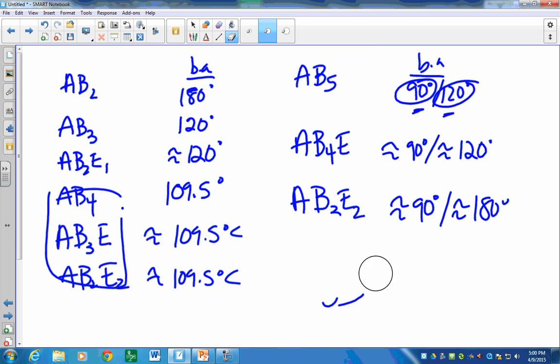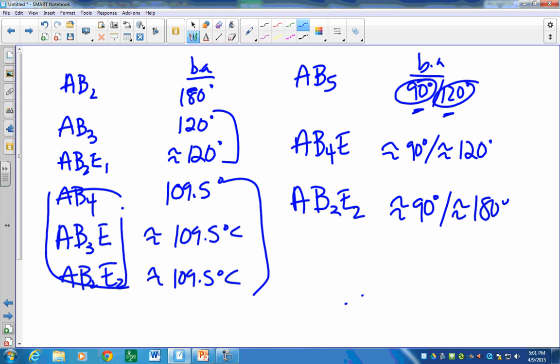So notice on the AB3E2, the bond angles don't all match like they do here. And then AB2E3 is linear, and so that is exactly 180. Because the E's are symmetrically arranged around the equator, and so all of the shifts cancel.